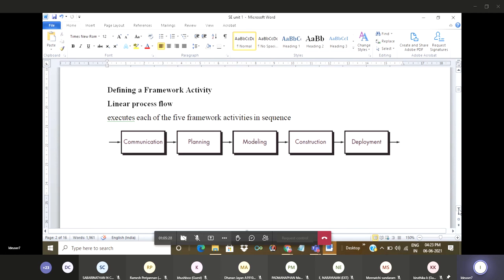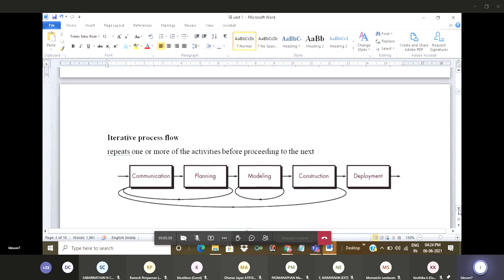First activity is communication. Second is planning. Third is modeling. Fourth is construction, then deployment. Each activity must be executed in sequence. Deployment should not work in the beginning. Modeling should not work in second place. They must be executed one after the other.